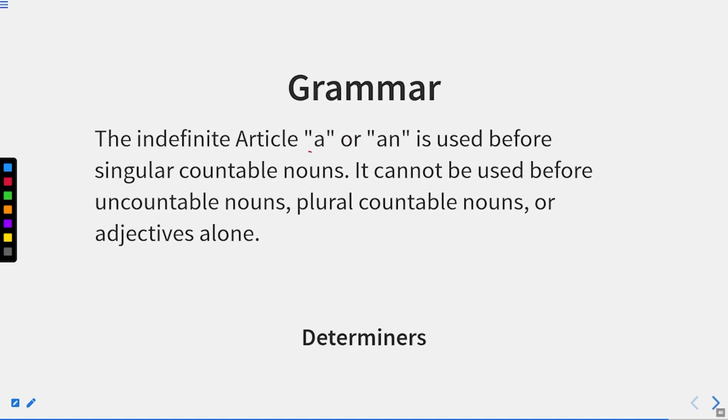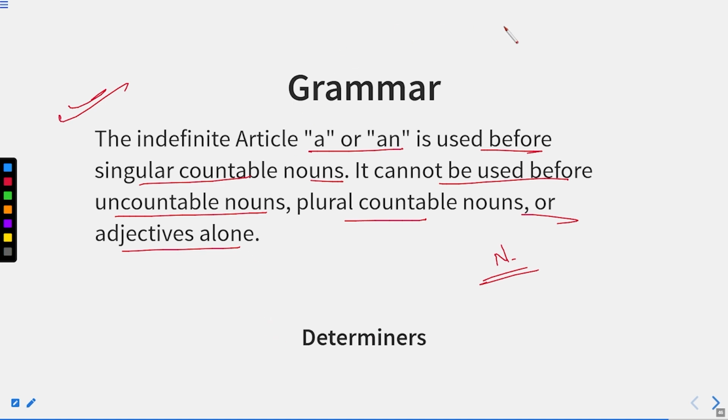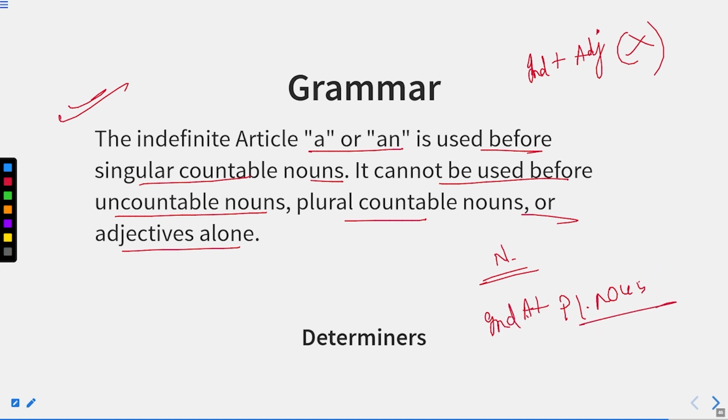The indefinite article a or an is used before singular countable nouns. It cannot be used before uncountable nouns, plural countable nouns, or adjectives alone. Now, this is again very important. First thing, a noun is most important. We cannot use just the indefinite article plus an adjective. This cannot be the structure. We cannot use a plural noun after an indefinite article. If we have an indefinite article, we cannot make it followed by a plural noun. This will be the incorrect structure.